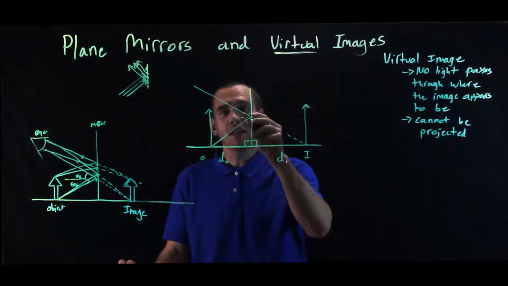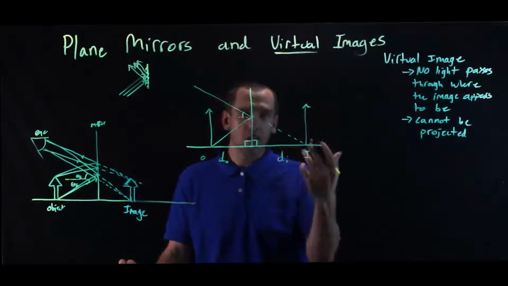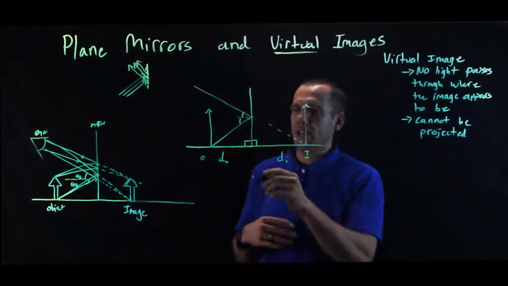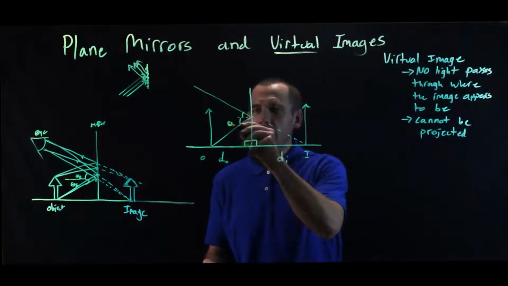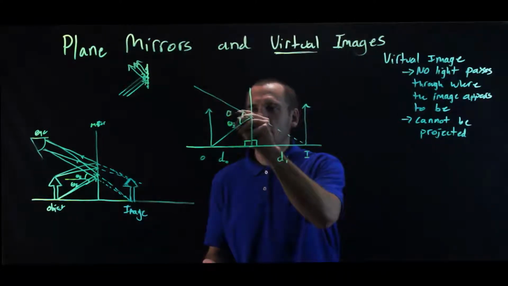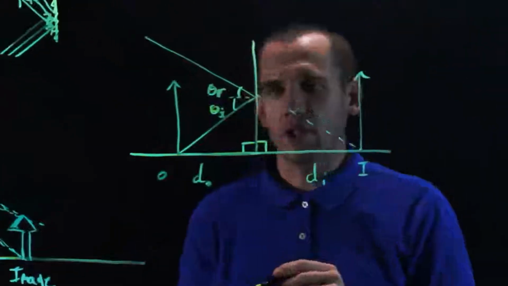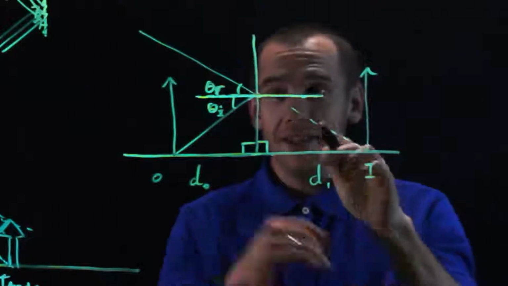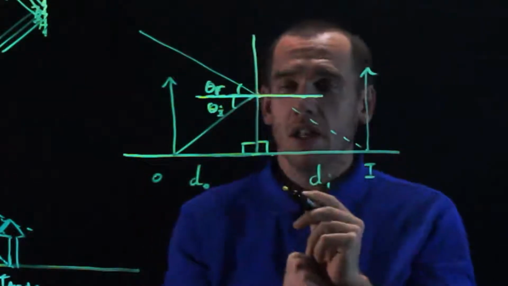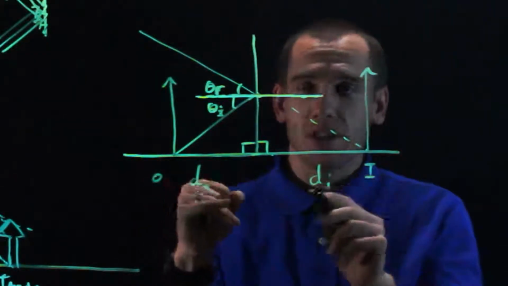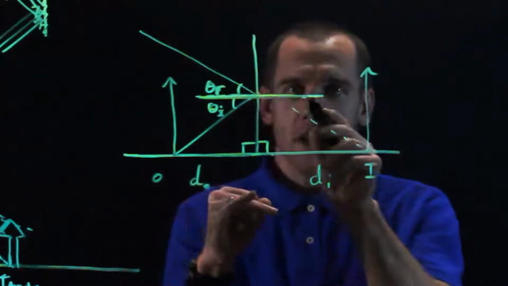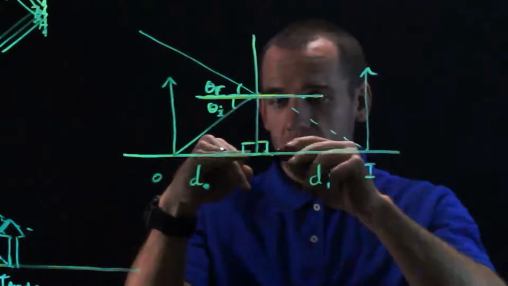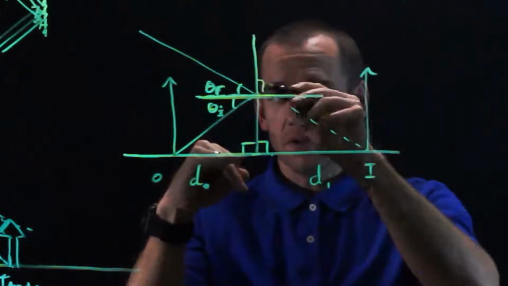Now we know that this angle right here is the reflected ray, and this angle right here, the incident ray. Those two angles are the same. So angle of incidence is equal to the angle of reflection. So now we're going to use some geometry to show that these triangles are actually congruent, and so that the image distance is equal to the object distance. So this is the normal right here, and the normal is perpendicular to the mirror, and the mirror is perpendicular to the floor. So this is also a right angle.